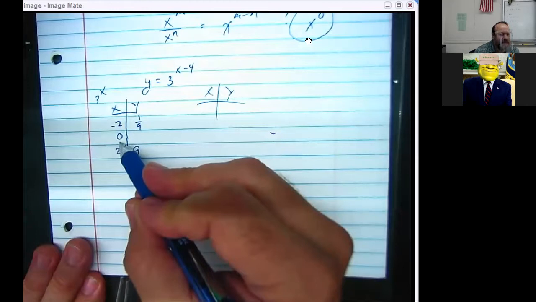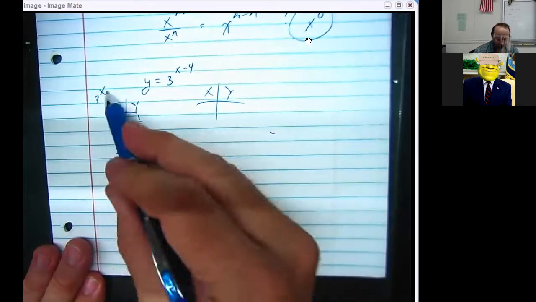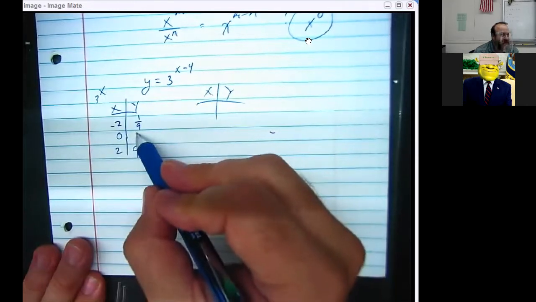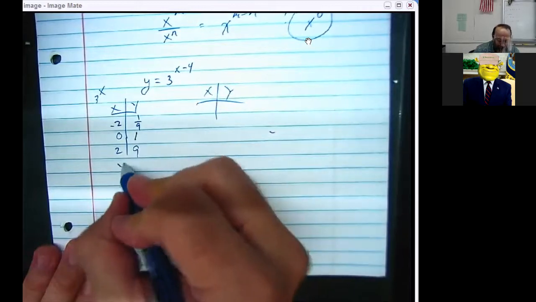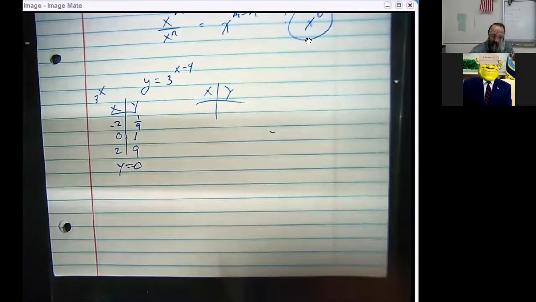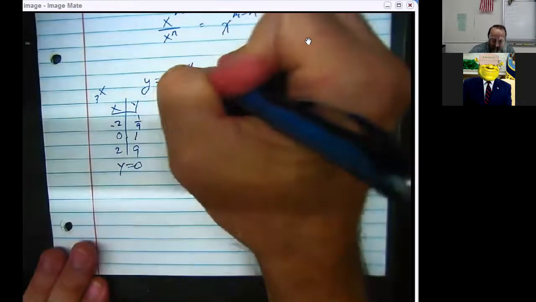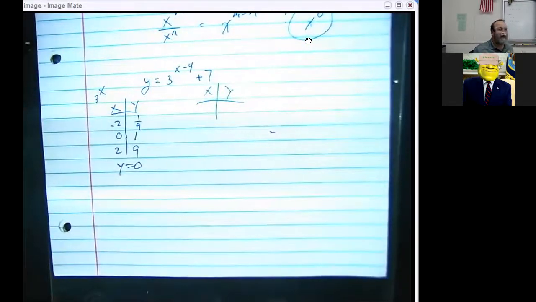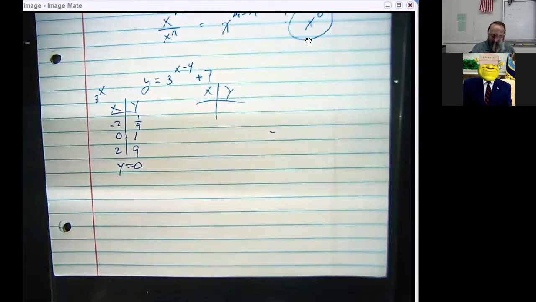2 to the 0, or 3 to the 0, 1. And then remember, y equals 0 is always a horizontal asymptote, right? And so in fact, let's just go ahead and make this something like this. I don't really care what these numbers are, but what's the story in graphing by transformation? Because we're going to need to know this and know it well for the unit coming up.